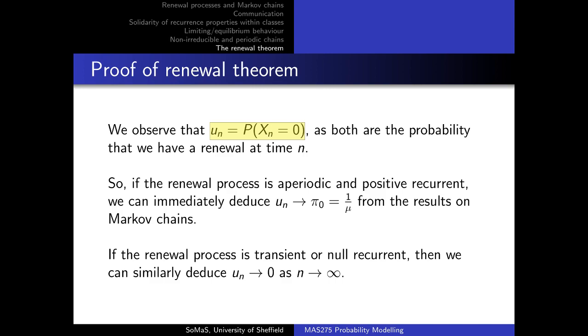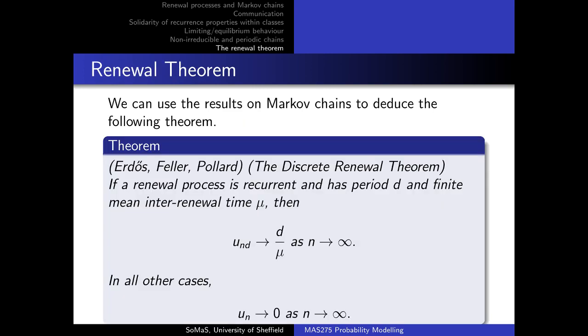Now, what about the periodic case? In the periodic case, we only look at u indexed by nd, because we know that renewals can only happen at times which are multiples of d. And then it converges not to 1 over mu, but to d over mu. So good to know, remember that.